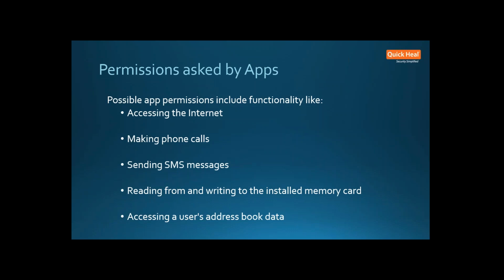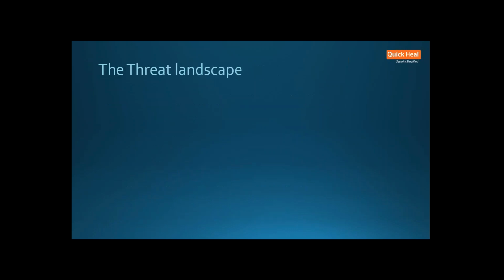Possible app permissions include functionality like accessing the internet, making phone calls, sending SMS, reading from and writing to the installed memory card, accessing a user's address book data. Security software companies have been developing applications to ensure security of Android devices. One such manufacturer claims that 20% of apps in Android market request permissions that could be used for malicious purpose, and 5% of apps can make phone calls without the user's intervention. This is not a claim that apps are actually malicious, but rather highlighting the potential of a malicious activity.